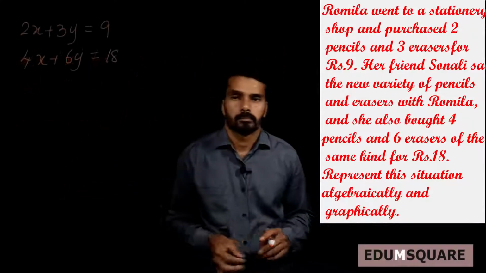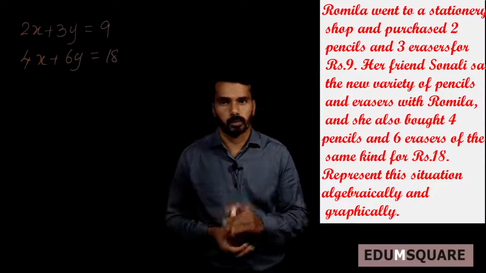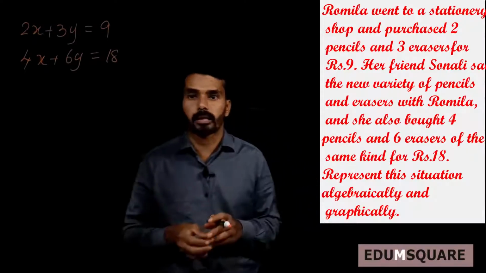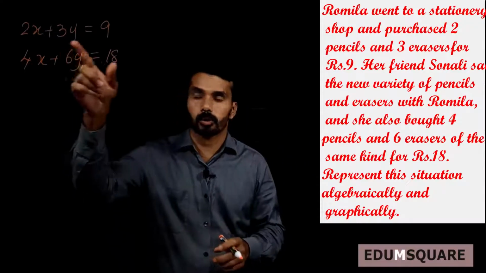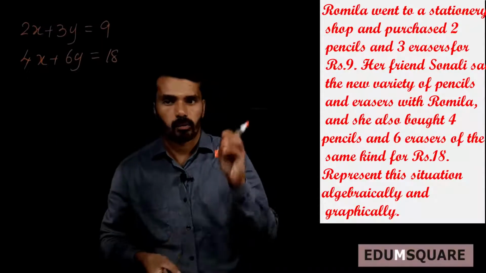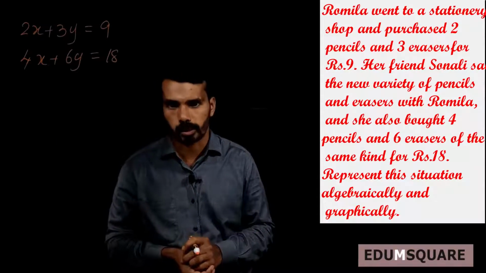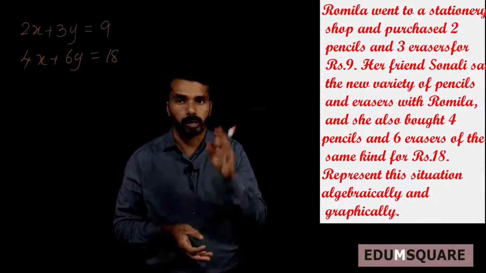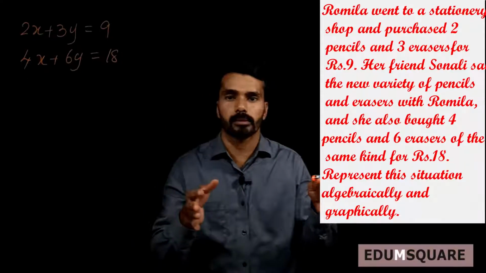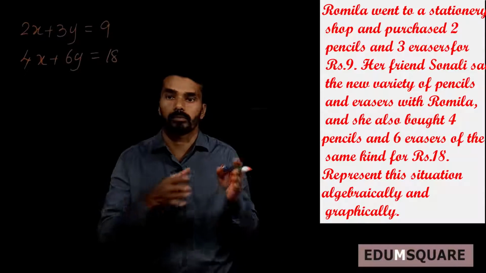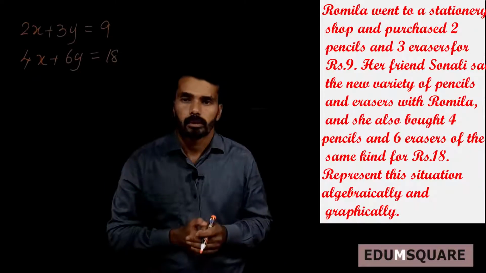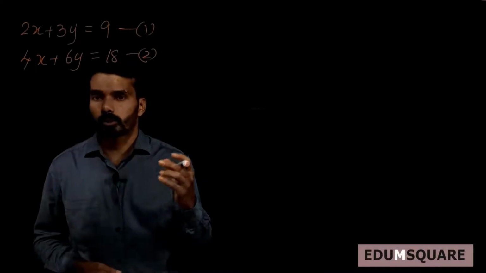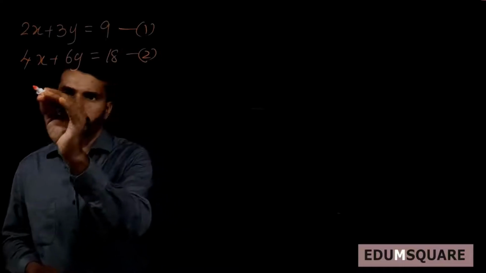Okay. Now let's see the geometrical representation of this question. Here we got the algebraic representation of this question, that is 2x plus 3y is equal to 9 and 4x plus 6y is equal to 18. So to represent this geometrically, we have to find 2 points on the line which represent these pair of linear equations. So let's form the solution table of these 2 equations. Solution table.